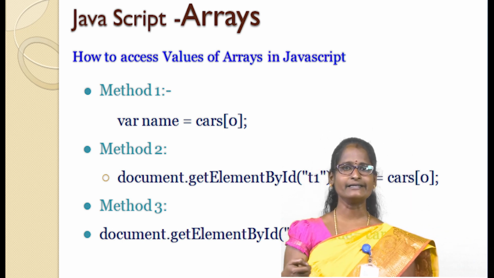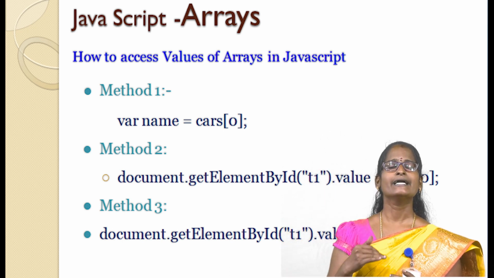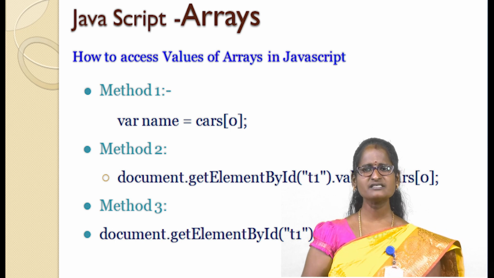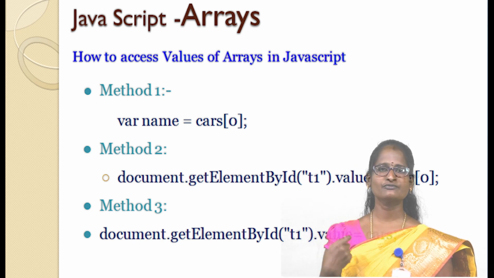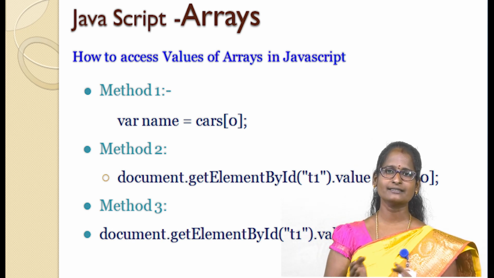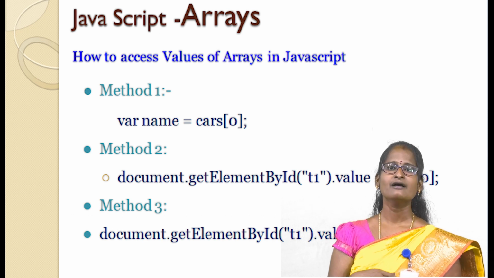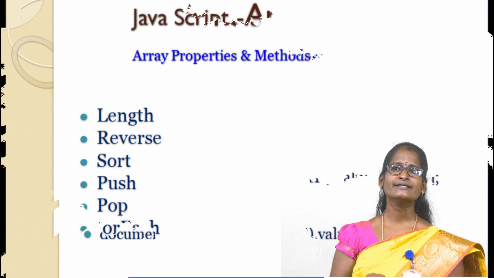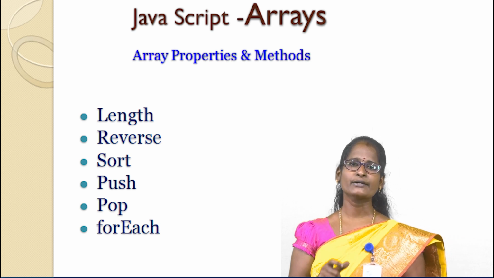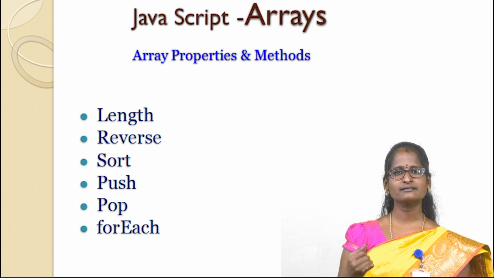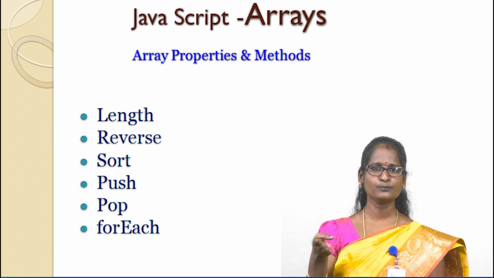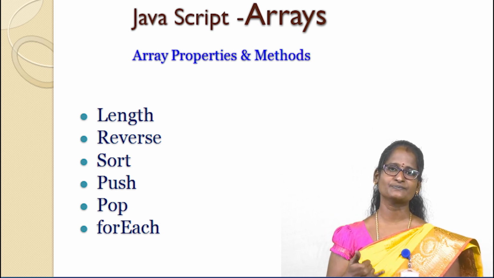Then method 3, to access the full array values. It also includes the statement document.getElementById of T1 dot value equal to cars. To access the full array or to access only one value, these are the methods we can use to find the values. Then for JavaScript arrays, we can use array properties and methods: length, reverse, sort, push, pop and forEach.